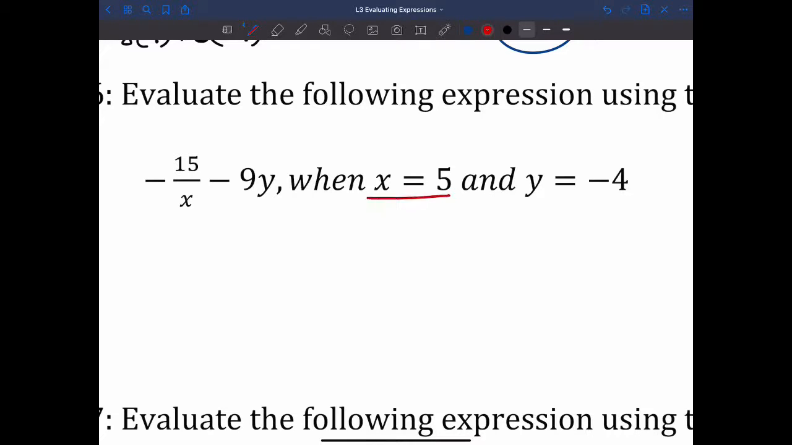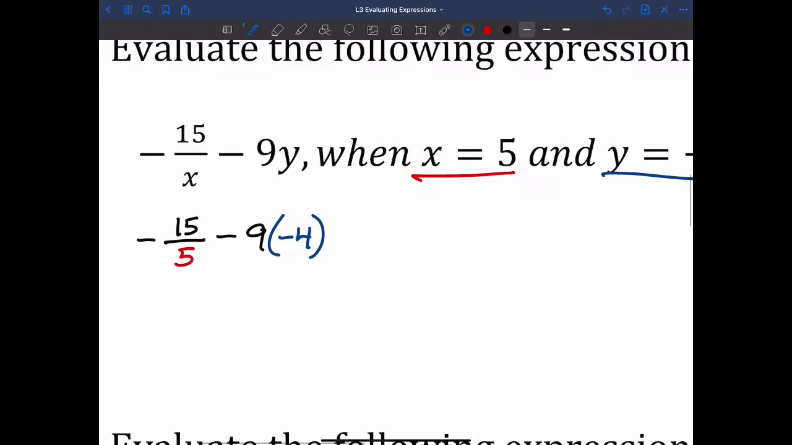Hopefully you did that. I'm going to run through it real quick. I got an x that's equal to 5 and a y that's equal to -4. I'm going to replace the x with that 5. And then I'm going to replace that y with -4. Okay. First things first. Again, I have some parentheses, but I can't do anything in them, right? Because it's just a -4. Let's kind of zoom in there.